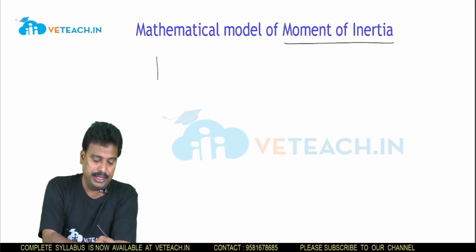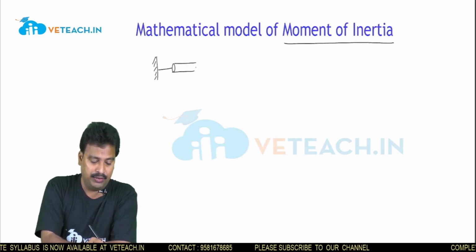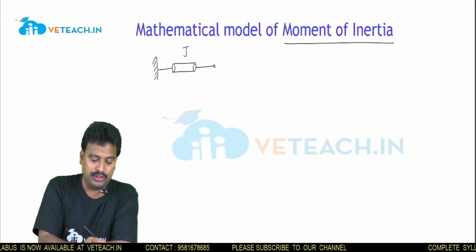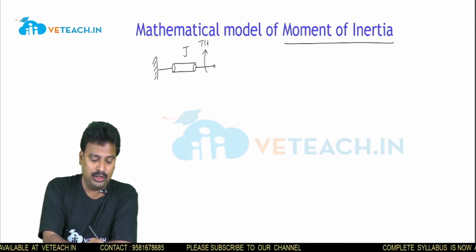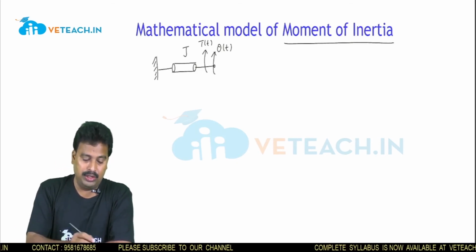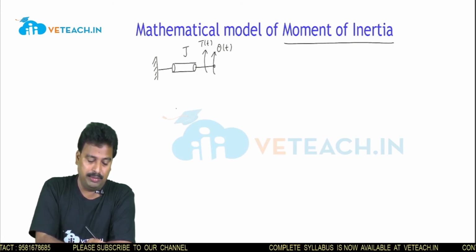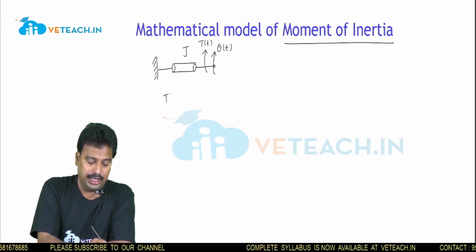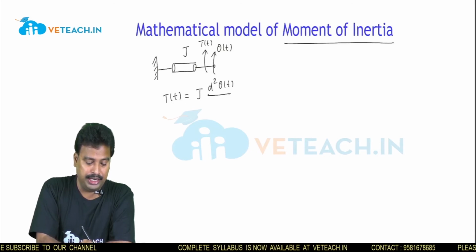Let J be the moment of inertia of the element that we considered. So, suppose that the torque is applied in this direction. This causes a displacement theta of t in the element. Now, the relation between the applied torque and displacement caused in the element is given by T of t is equal to J into d square theta of t by dt square.